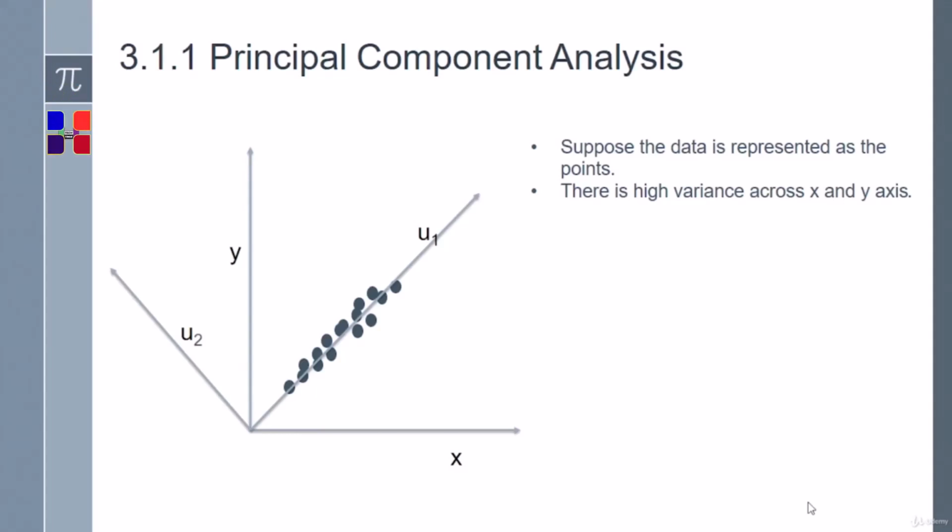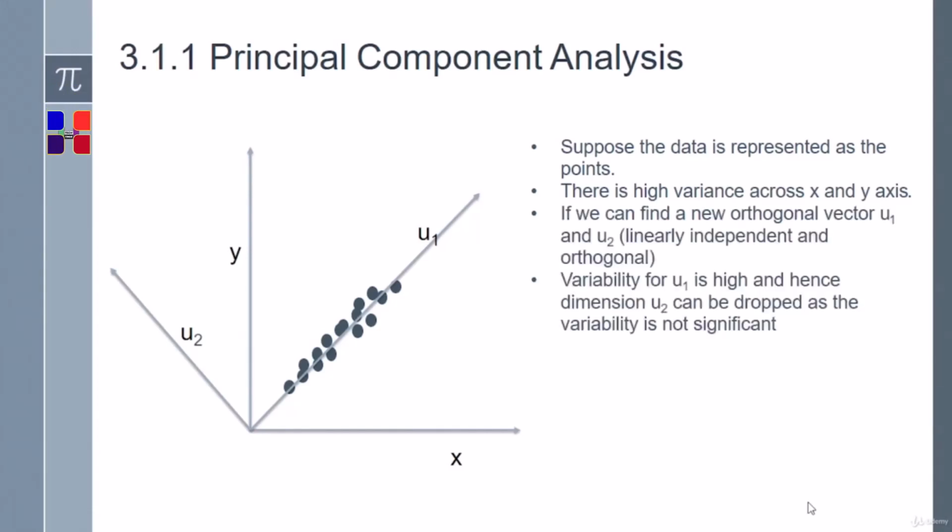Suppose we come up with a new dimension called u1 and u2 that are orthogonal, just like the previous x and y. They are perpendicular to each other, but they are created in such a way that the variability along the line of u1 is very high, while variability along the line of u2 is very low. So this is again called an orthogonal vector, because both of them are perpendicular to each other.